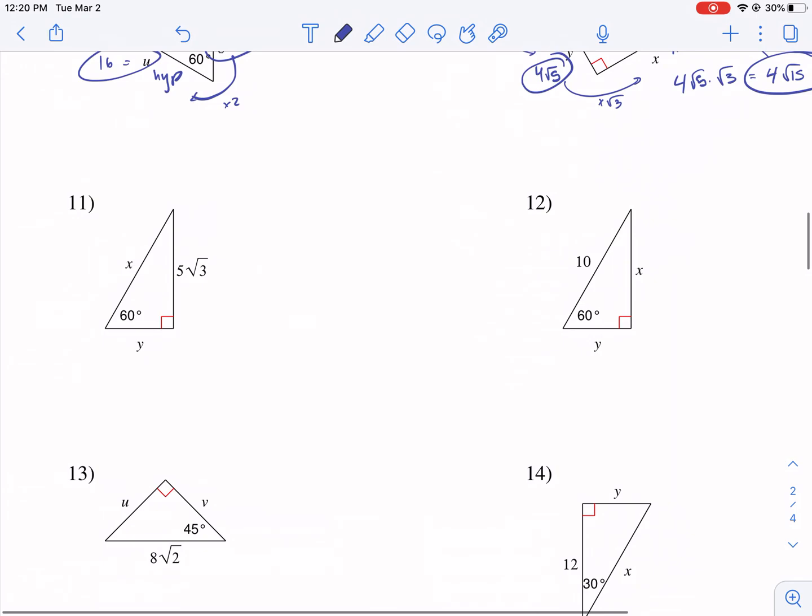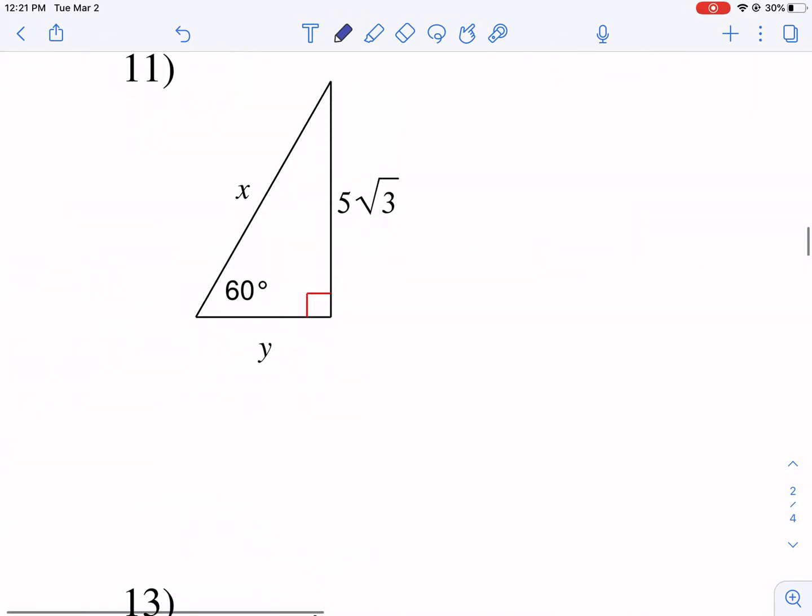I'm looking for one that's... finally. Here we have 60. So this is our medium side. Let me change color. I'm bored of this color already. So this is our medium side. This is going to be our short side because it's opposite the... Again, labeling is the most important part. And then we have our hypotenuse here.